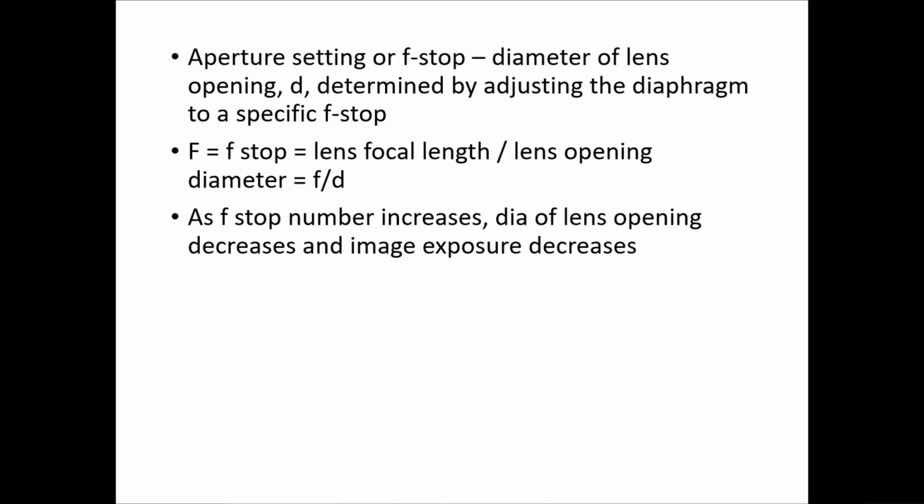The focal length of a lens is fixed, so you vary your lens opening diameter, you vary the diaphragm. That ratio of lens focal length to lens opening diameter is called the f-stop. You might have seen an f1.8 camera or an f2.2 camera. As the f-stop number increases, the diameter of the lens opening decreases and the image exposure also decreases.